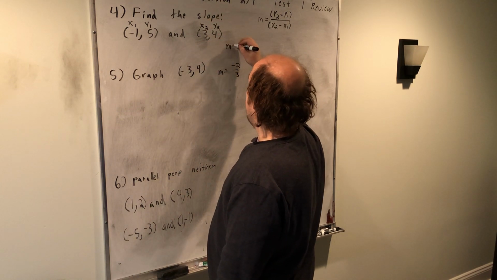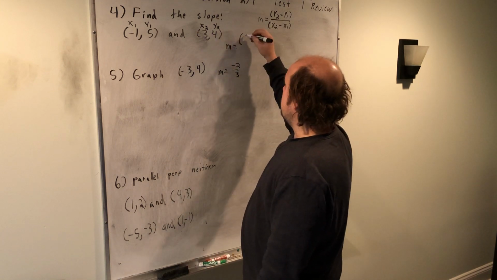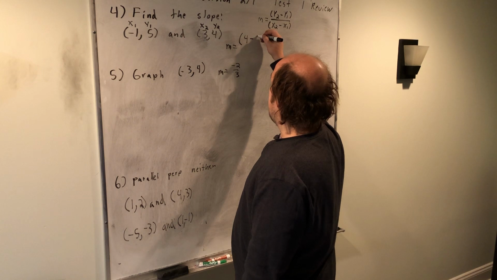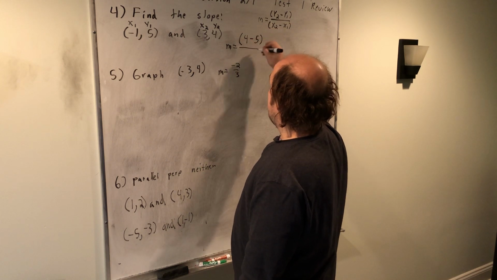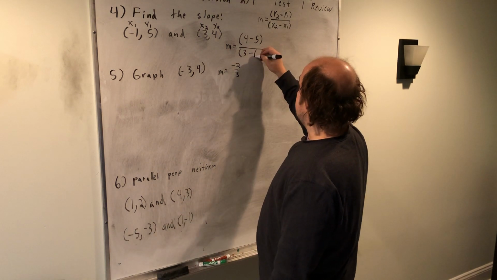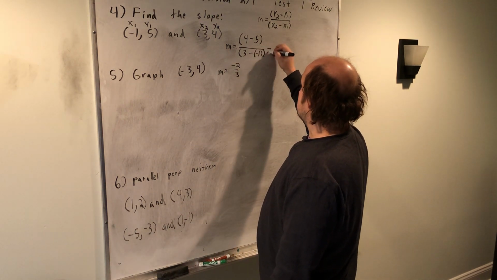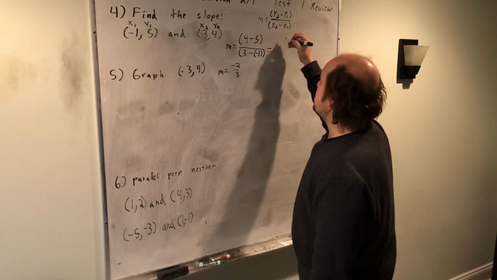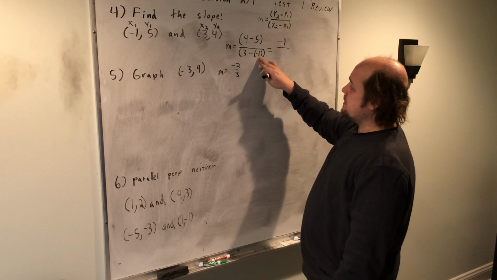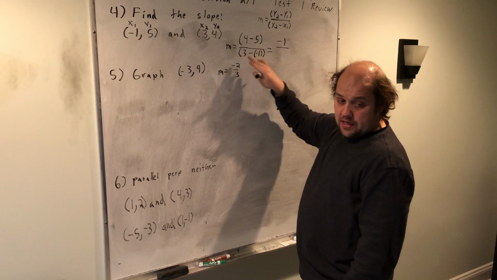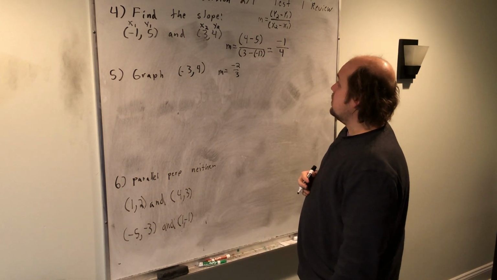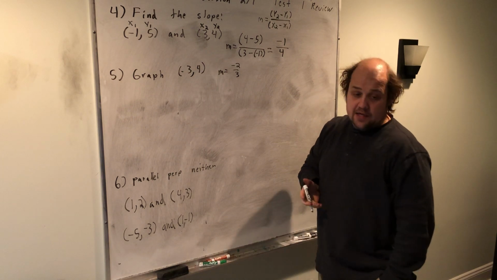Plugging into my slope formula, it says take y2, which is 4, subtract y1, which is 5, over take x2, which is 3, subtract x1, which is a -1. On top, 4 minus 5 gives me -1. On bottom, 3 minus a -1 is really just like 3 plus 1. 3 plus 1 gives me 4. So I get a slope of -1/4.